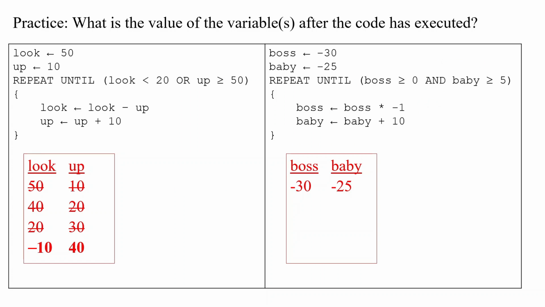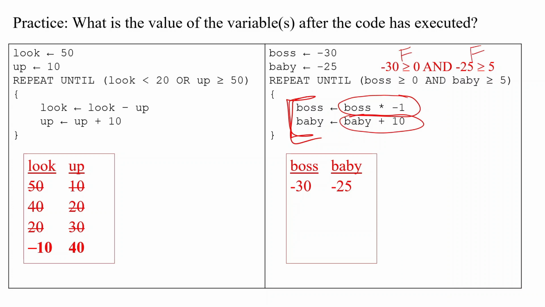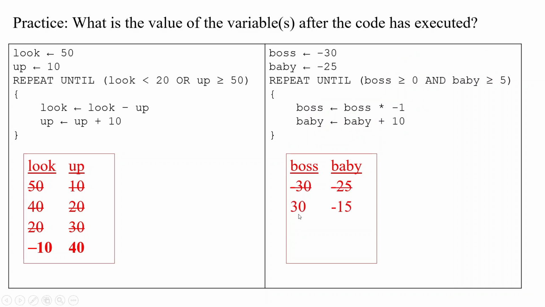When we go through, we'll check that condition. Negative 30 greater than 0, that's false. Okay, negative 25 greater than 5, that is also false. So these 2 lines of code are going to run. In here, boss times negative 1 means that boss is going to switch to a positive 30. And then baby gets 10 added to it. So it becomes positive 30 and then negative 10 for the value of baby.